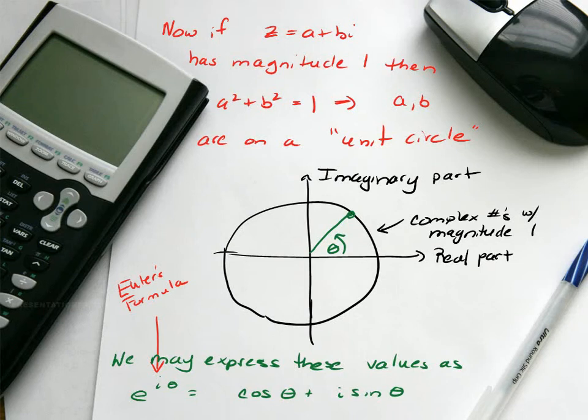What he means is he wants you to expand cosine theta in terms of its Taylor, or its Maclaurin series, expand sine theta in terms of its Maclaurin series, add the two series together, and show that you get the series for e to the i theta, the same series for e to the i theta. That's what they intend you to do.